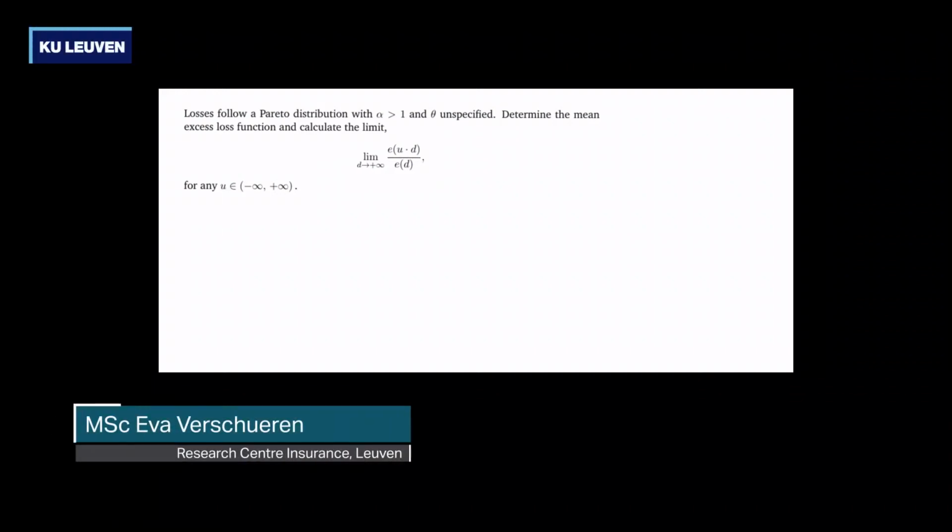In this exercise, losses follow a Pareto distribution with alpha strictly larger than 1 and theta unspecified. We need to determine the mean excess loss function and calculate the limit, where d goes to infinity, of our mean excess loss function evaluated in the point u times d divided by the mean excess loss function evaluated in the point d, for any u in the interval from minus infinity to plus infinity.